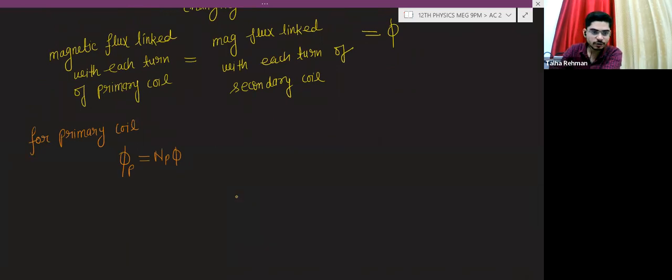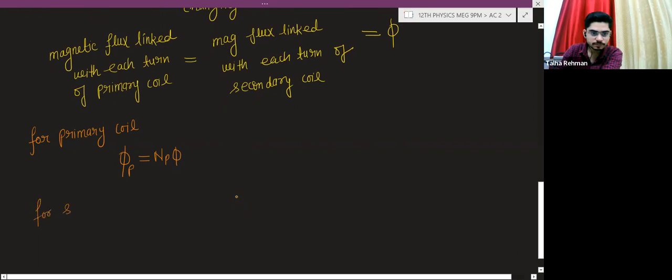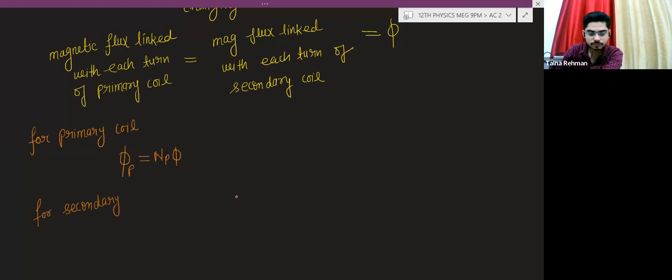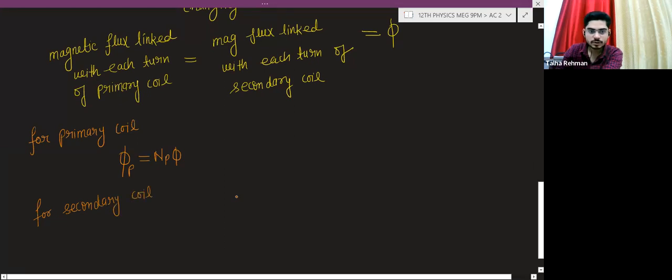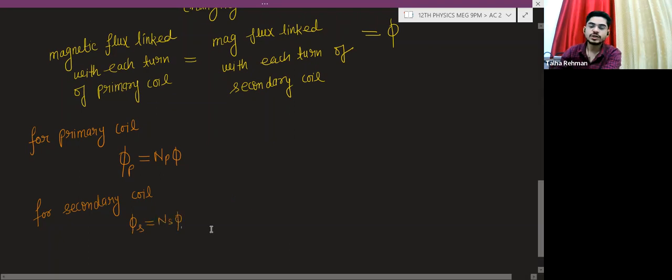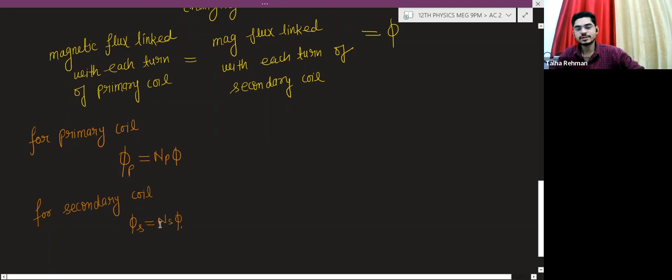Now for the secondary coil, I can write that the total flux linked with the secondary coil is equal to Ns into phi. I can write this. Okay.